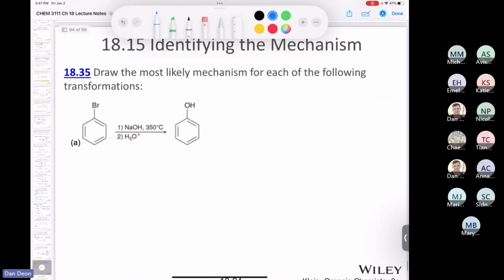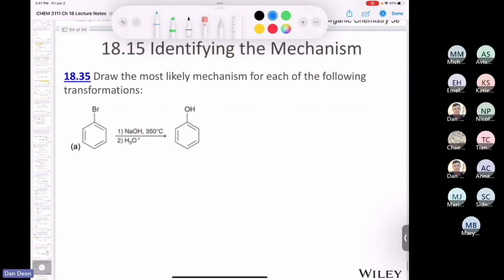So there you go. So this one here asks us to draw a mechanism. And of course, this is going to be an elimination addition mechanism here because we're taking this aryl halide and heating it up with sodium hydroxide at 350 degrees Celsius.